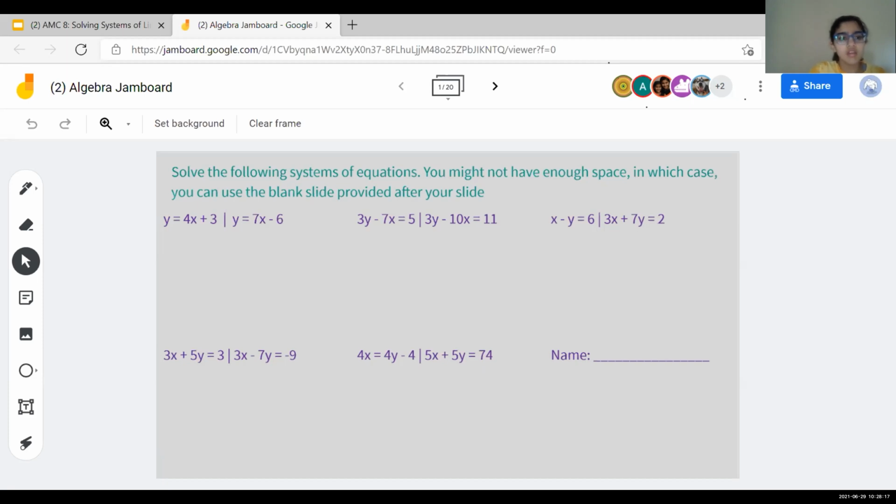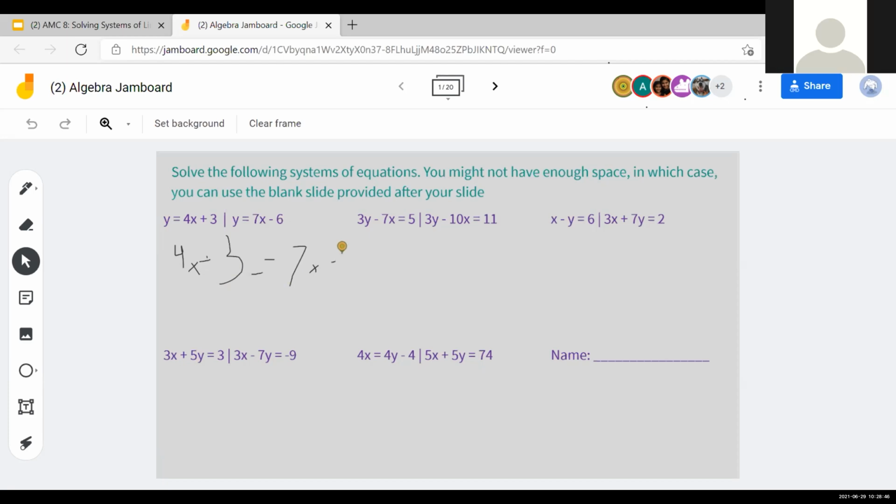So we will use substitution. We know that y is equal to 4x plus 3 and y is equal to 7x minus 6. So what we can do is substitute. We already have y isolated here, so we can substitute 4x plus 3 for this y right here. So we're going to get 4x plus 3 is equal to 7x minus 6. And also, can you guys see this?